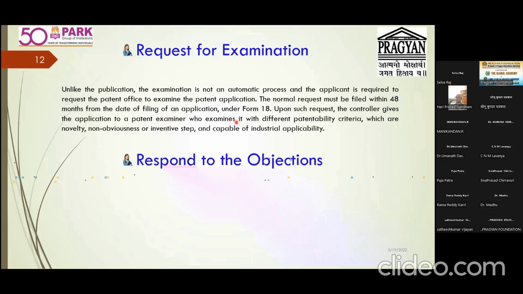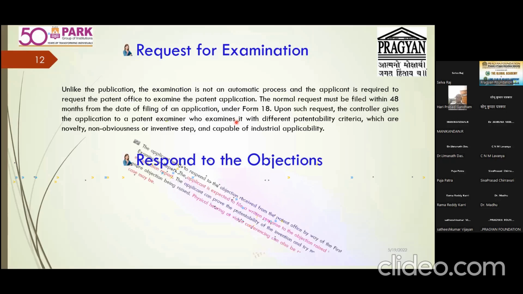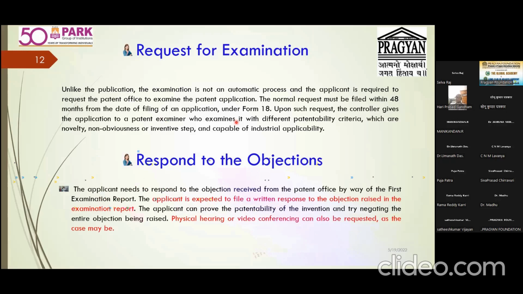Finally, once you receive the FER, that is the first examination report, the inventor should respond to the objections. I will be showing that document, the first examination report, and the publication also. Okay, I am showing that, wait. So how to respond to the objections? You can go through all the objections, and the applicant will prove the patentability of the invention and try to negate all the objections raised. We can compromise on all those things.